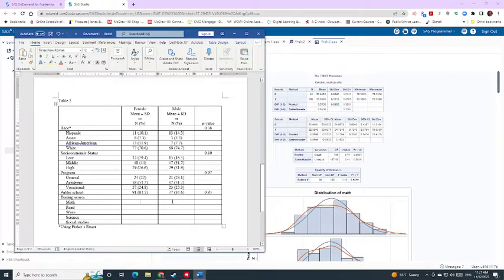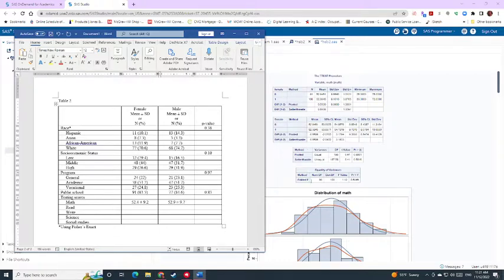So this very first one, we have the math score. So let's go ahead and highlight that. So for females, we had a 52.4 plus or minus 9.2. For males, we had 52.9 plus or minus 9.7.